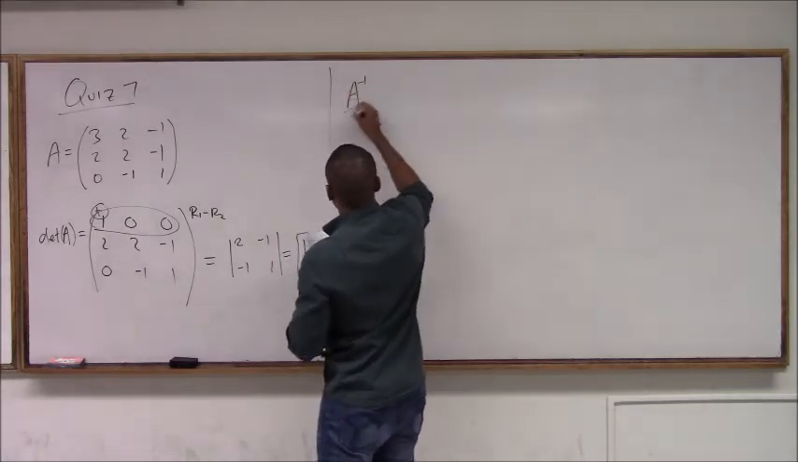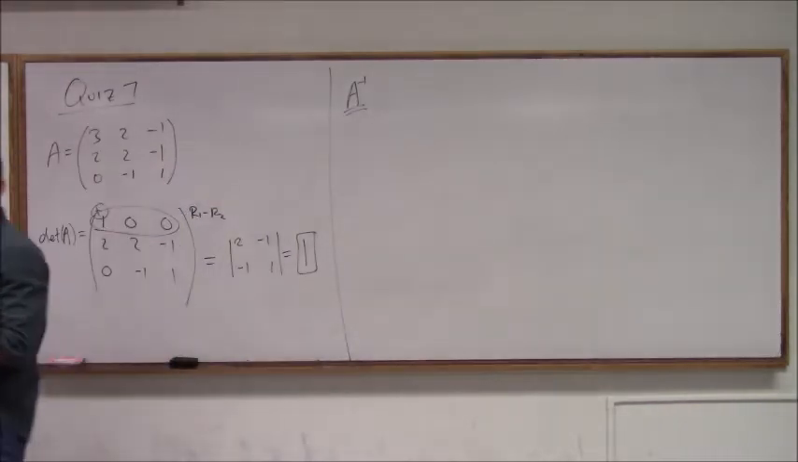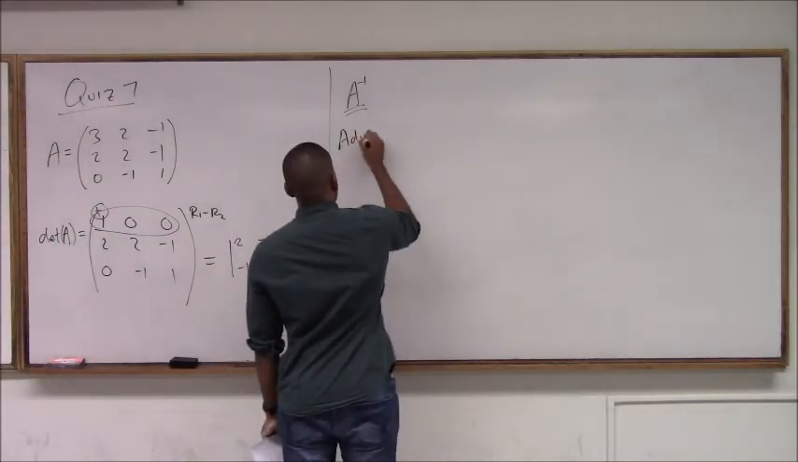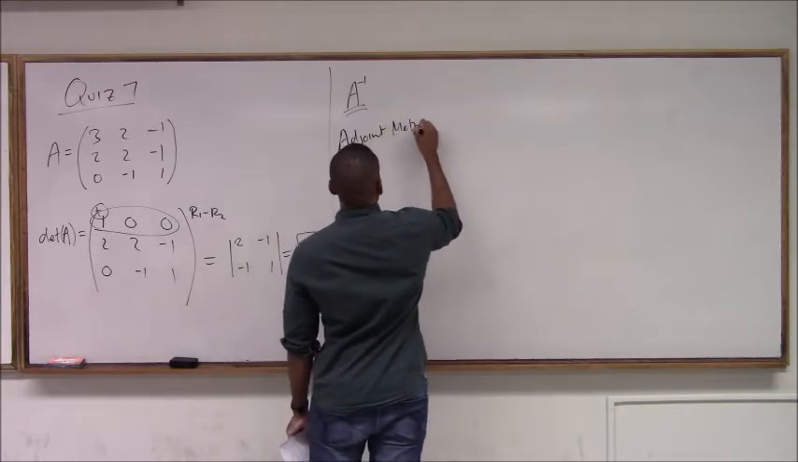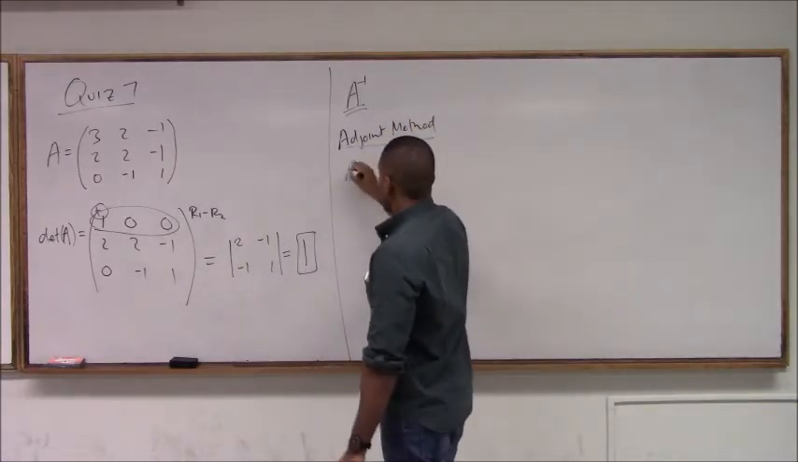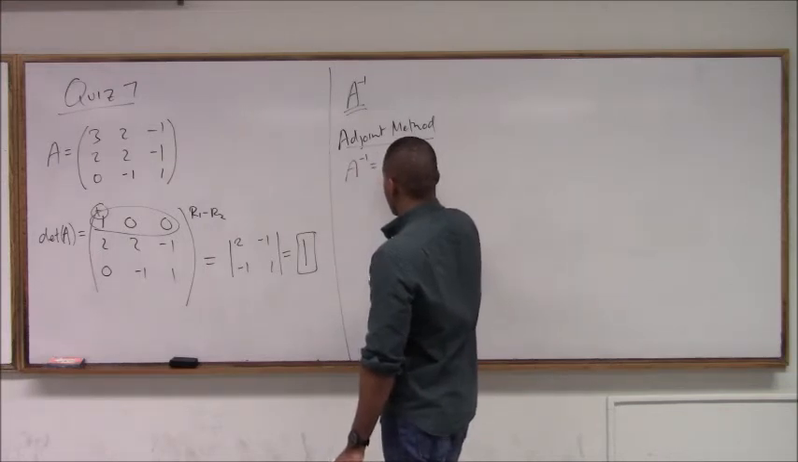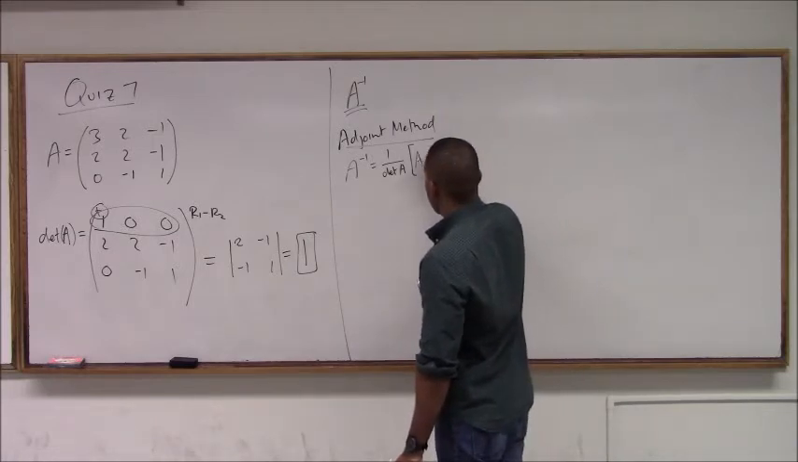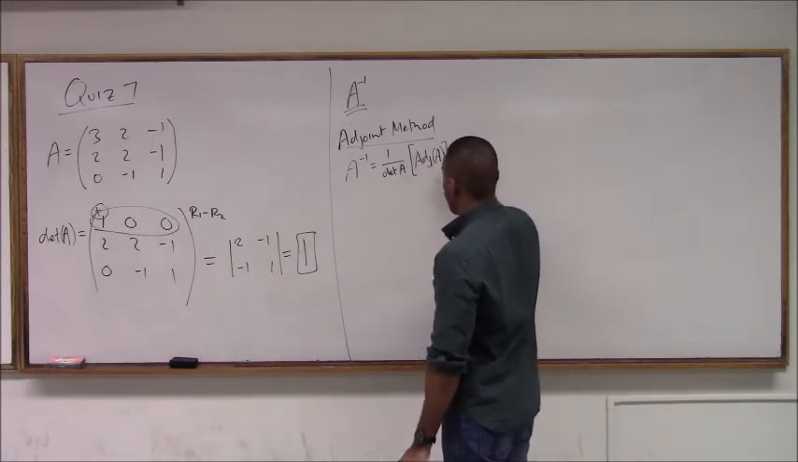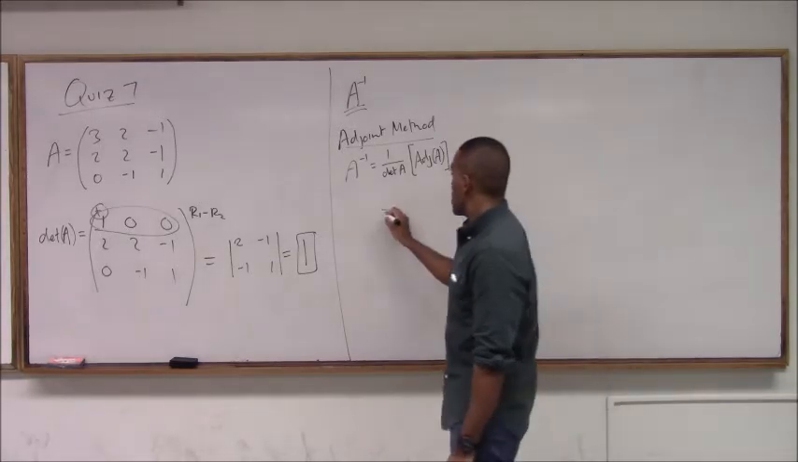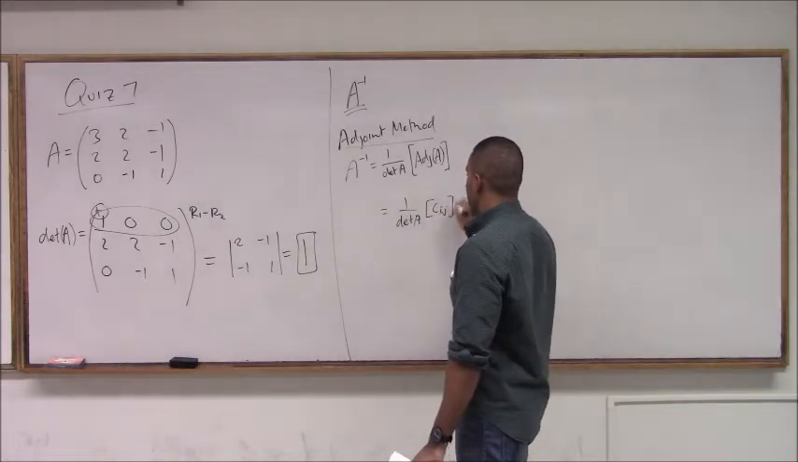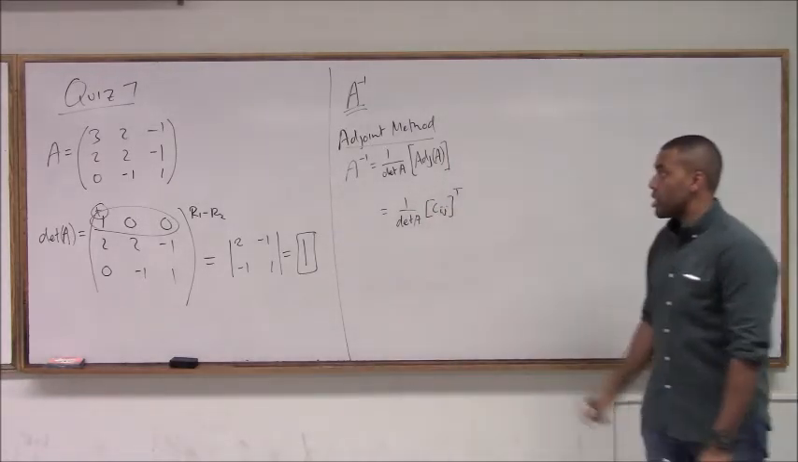A inverse. How did you find A inverse? Who did the adjoint method? Okay, let's do both. So let's do the adjoint method. What's the formula that you use there? A inverse is 1 over the determinant of A multiplied by the adjoint of A. And the adjoint of A is the transpose of the cofactor matrix. So this is the matrix C_ij transpose, where big C is the cofactor.